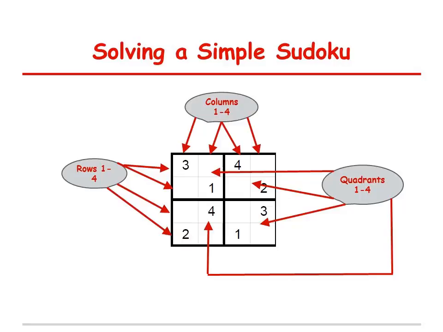Now that you know the terminology and the rules, it's time to try and solve a simple 4x4 Sudoku puzzle. This example contains 4 quadrants, 4 rows, and 4 columns. It uses the numbers 1 through 4. Quadrant 1 is in the upper left corner containing the numbers 3 and 1. Quadrant 2 is in the upper right corner containing the numbers 4 and 2. Quadrant 3 is in the lower left quadrant containing the numbers 2 and 4. And Quadrant 4 is in the lower right containing the numbers 1 through 3.